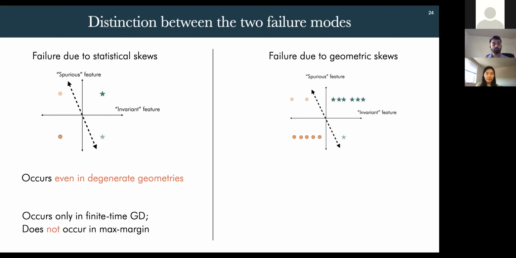But at the same time, if your data had some interesting geometry, which is often the case in the real world, like I'll verify soon, you will see another kind of failure mode. And this failure mode will occur in any margin maximizing classifier. So we saw this for the max margin classifier in particular, but even for finite time gradient descent, because it's maximizing some notion of margin, you should be able to intuitively show that even that is going to be biased due to these weird geometric skews.